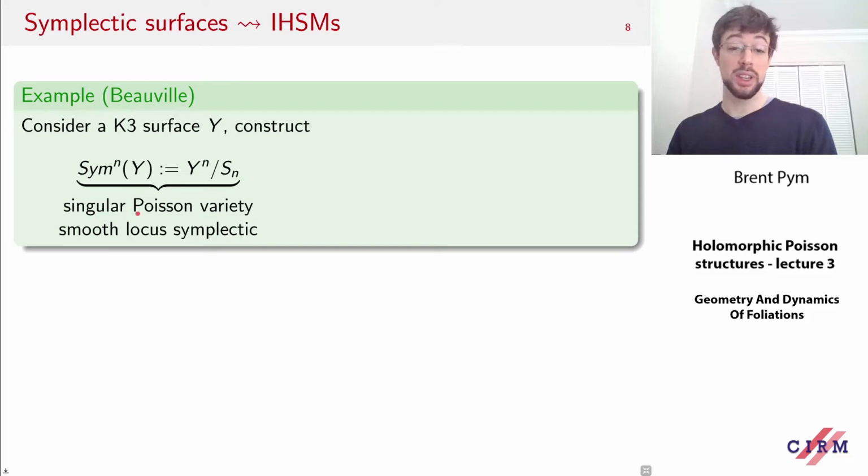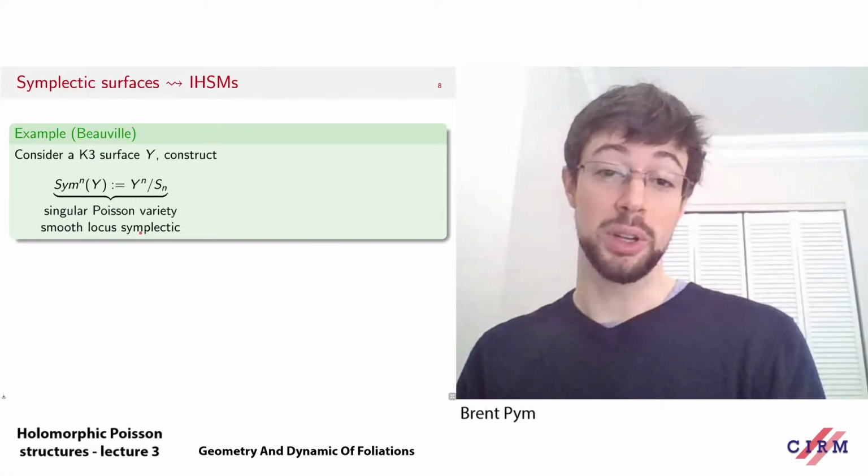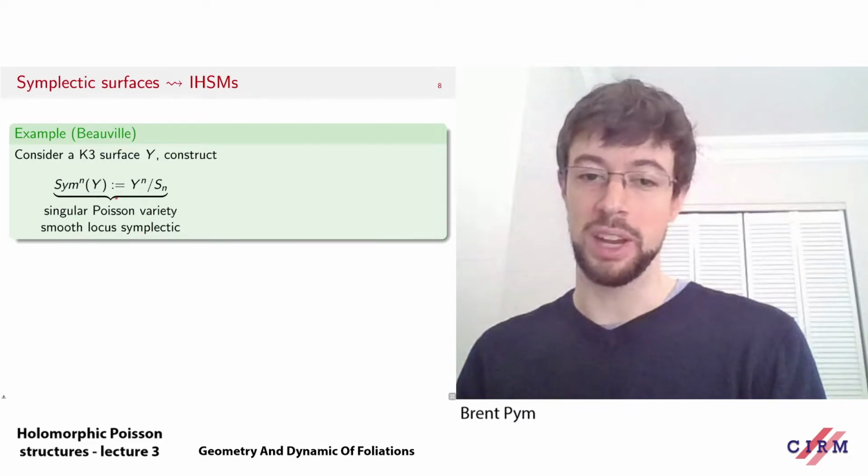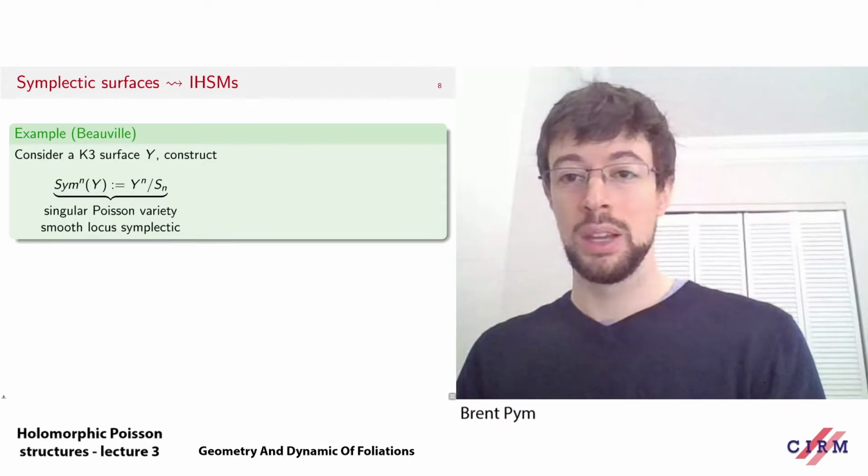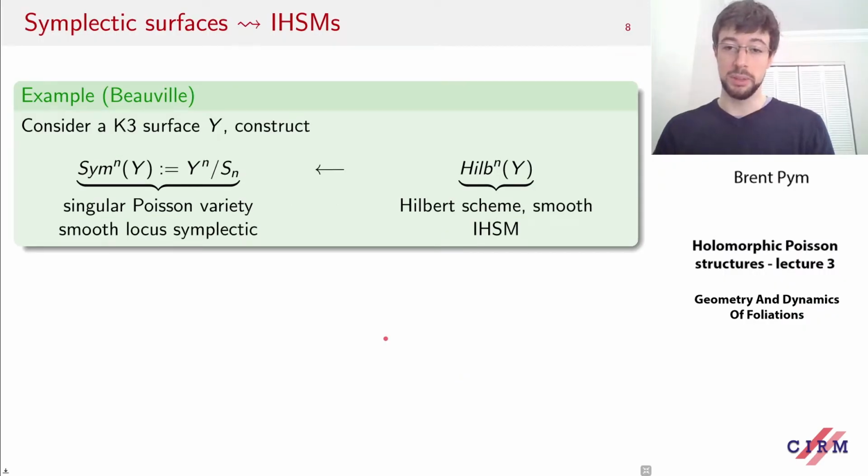Now, it turns out this quotient is a singular Poisson variety. It's not a manifold. But the smooth locus is, of course, a manifold, and there the Poisson structure is symplectic. So this thing is very close to being a symplectic manifold, except it has some singular locus. And it has a very famous resolution of singularities, which is called the Hilbert scheme. You think of the symmetric power as corresponding to collections of points in Y counted with multiplicity, then the Hilbert scheme corresponds to subschemes in Y of total multiplicity n. So this resolution of singularities corresponds to blowing up some pieces of the symmetric power, which are singular, to get a smooth space.